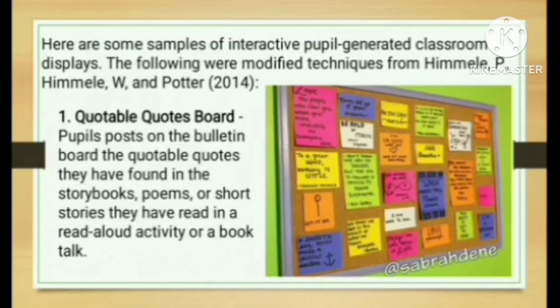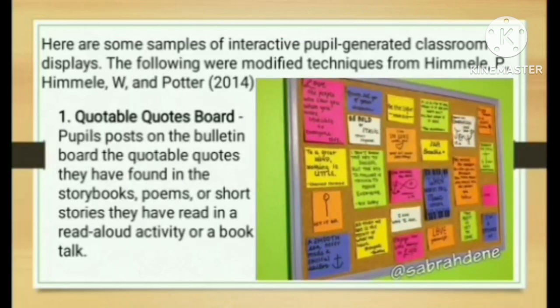First, we have the quotable quotes board. This is one way to gauge how the literary piece relates to them, because it enables pupils to post on the bulletin board the quotable quotes they have found in the storybooks, poems, or short stories they have read in a read aloud activity or at book talk. An example is the picture beside. As a beginning teacher, you will ask them to share why the quotes are quotable for them. In this way, you target critical thinking and oral literacy of your pupils.